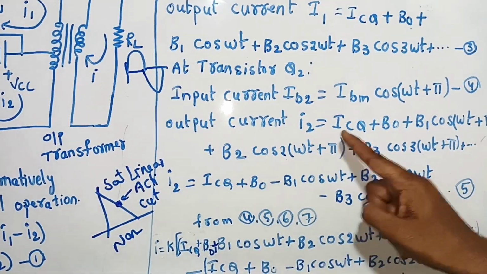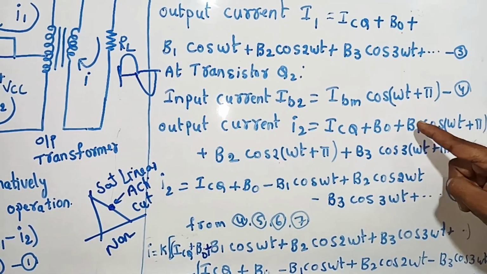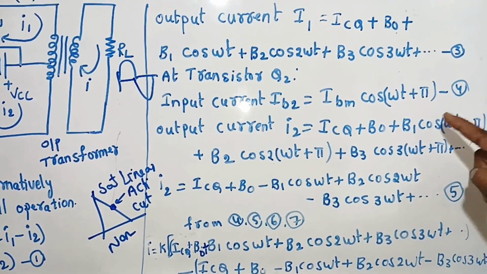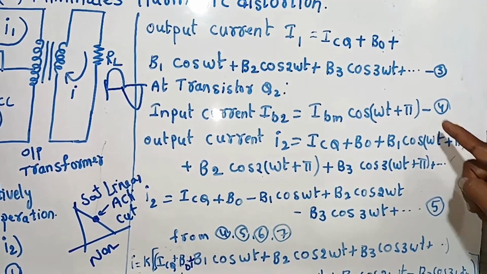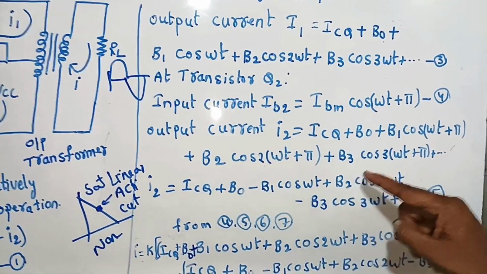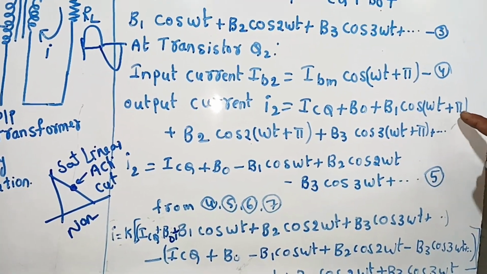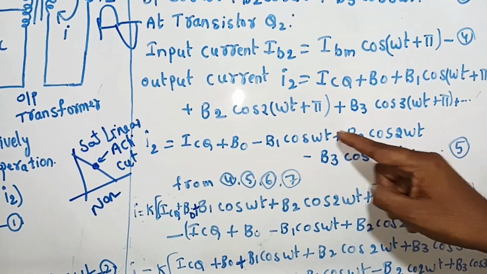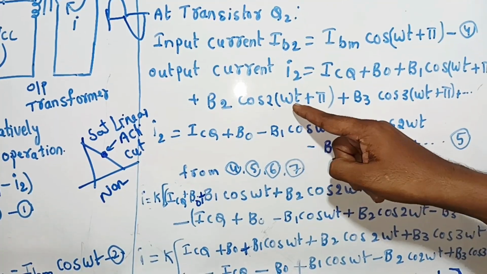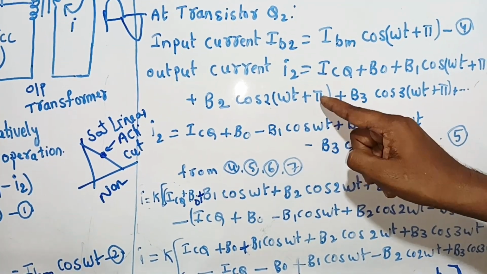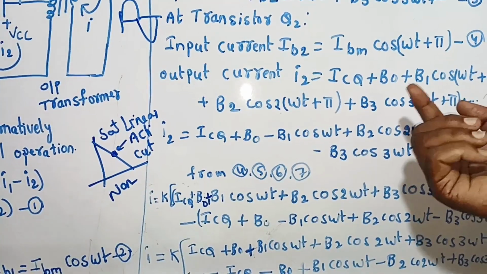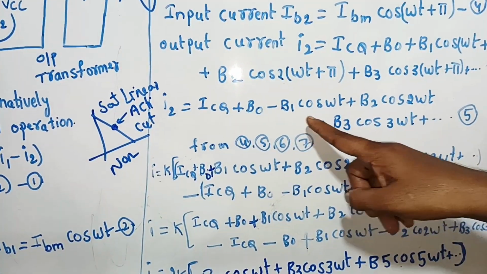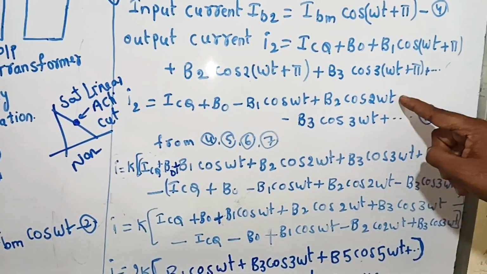I2 is equal to ICQ as it is, B0 as it is, and B1 cos omega t plus phi. Cos omega t plus phi is nothing but minus cos omega t. So minus B1 into cos omega t. Then plus B2 cos 2 into omega t plus phi. Here we have 2 pi, that is 360 degrees, so cos of 2 omega t plus 360 is cos 2 omega t only. So that is plus B2 into cos 2 omega t.